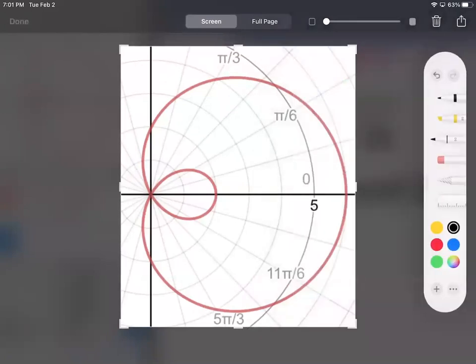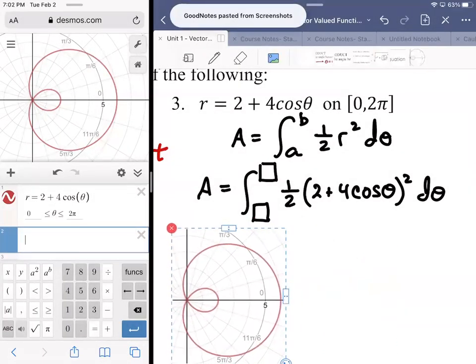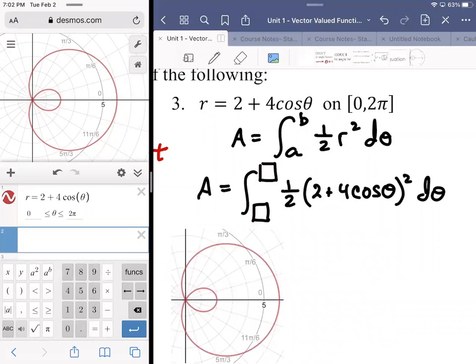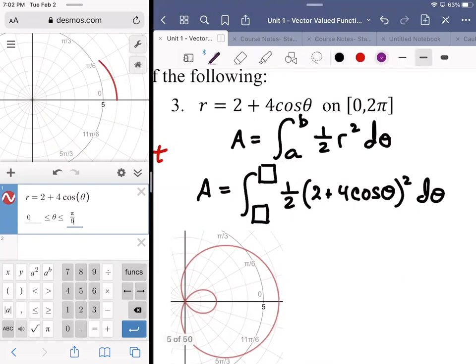Copy, save that, and let me just take you through a few theta values at a time. So that's why I wanted my slider to work. Let's say I went from 0 to pi over 6. All right, so that gives me a little bit. So I'm starting at 0 to pi over 6. Gets me from here to about right here, pi over 6. Let me make it a little bit curvier.